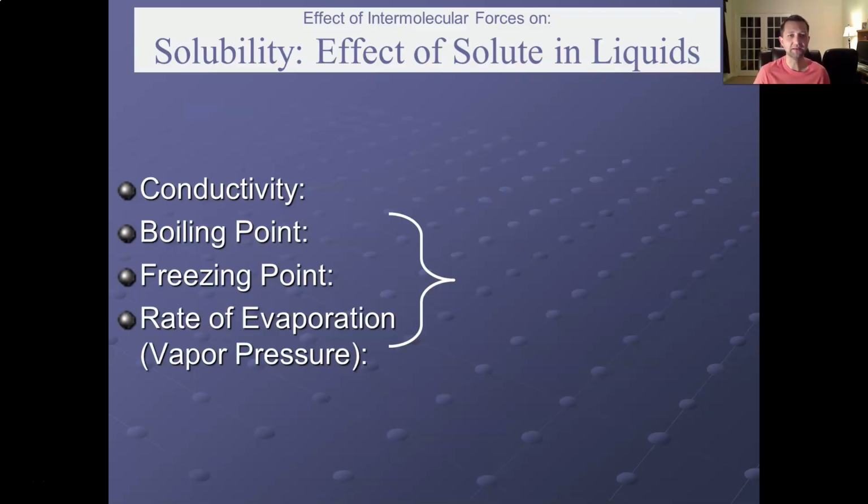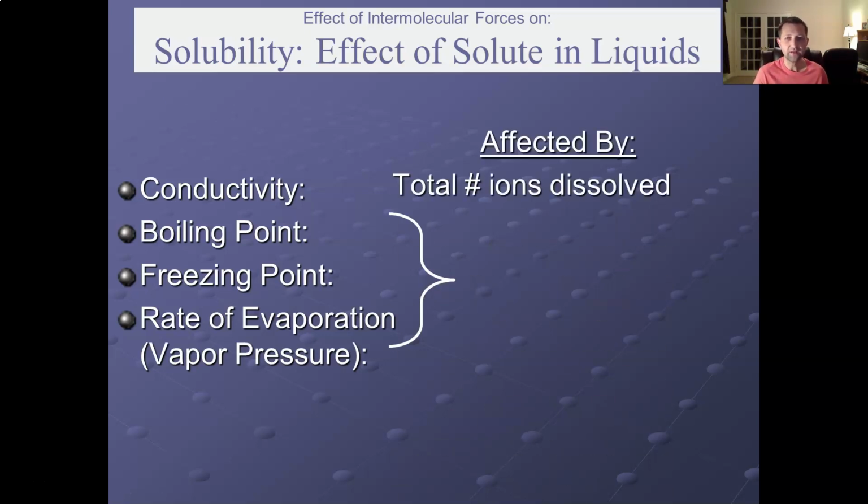All right, this really is the last topic in the unit, I guess. How does solubility affect these different properties? You have your conductivity, boiling point, freezing point, and rate of evaporation and vapor pressure. All of these properties are affected by the solubility of really anything. And we're going to do a little lab simulation on some of this to help us understand it. But these are really affected by either the total number of ions dissolved or the total number of particles.